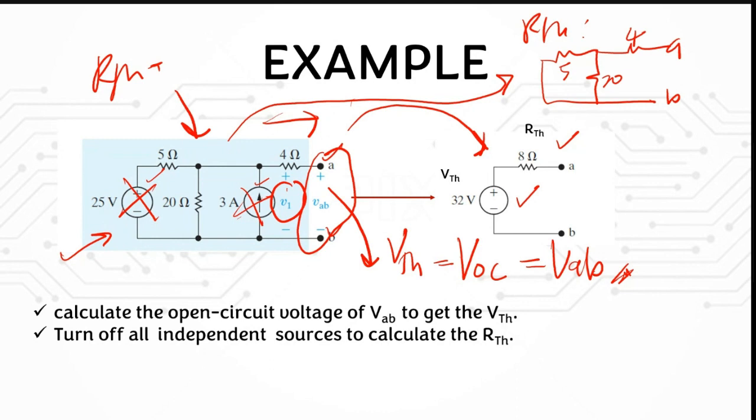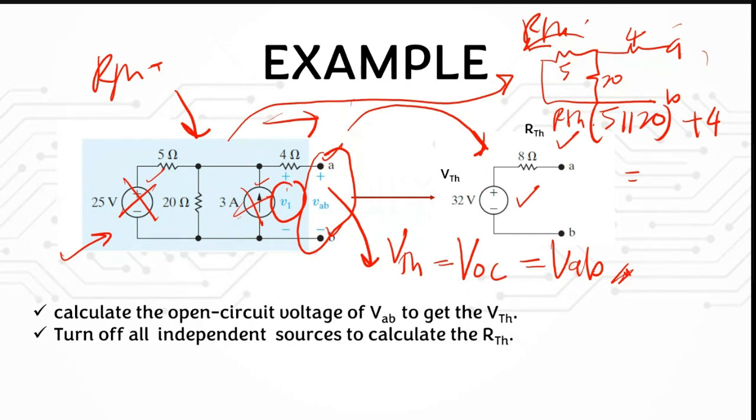Okay, so your terminal is here, which means you need to calculate your resistor from here. From here you know that your RTH is equal to 5 in parallel with 20, and then you need to add 4, so you can get the value for RTH. It is as easy as that if you only have independent sources.